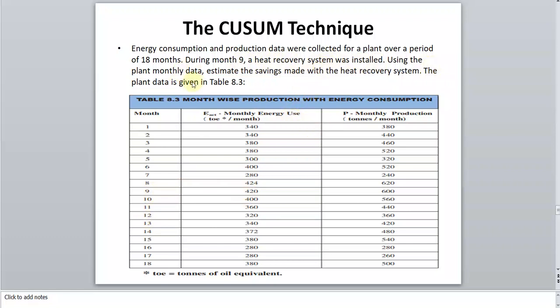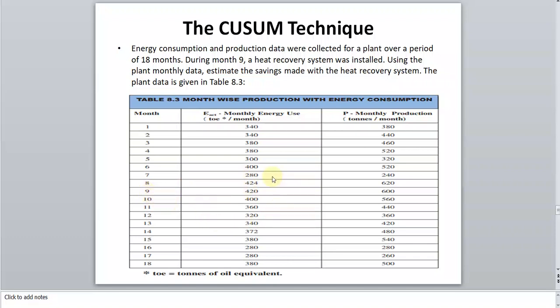And using the plant monthly data, estimate the savings made with the heat recovery system. The plant data they have shown here. So from month 1 to month 9, the energy consumption and the production is with respect to the absence of the heat recovery system. So from the start of month 9, the heat recovery system has been installed, and we are going to see what are the changes after that installation of the heat recovery system.